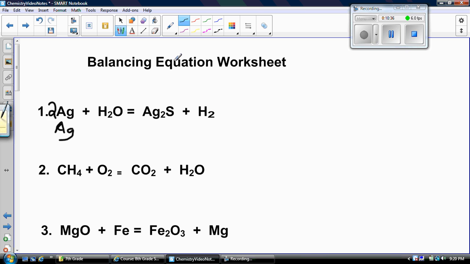Oh, there's a typo. This should be an O. Forgot about that. And that's an F. 1 oxygen, 1 oxygen. So to balance this equation, all we had to do was add the 2 in front of the silver so that they would balance.